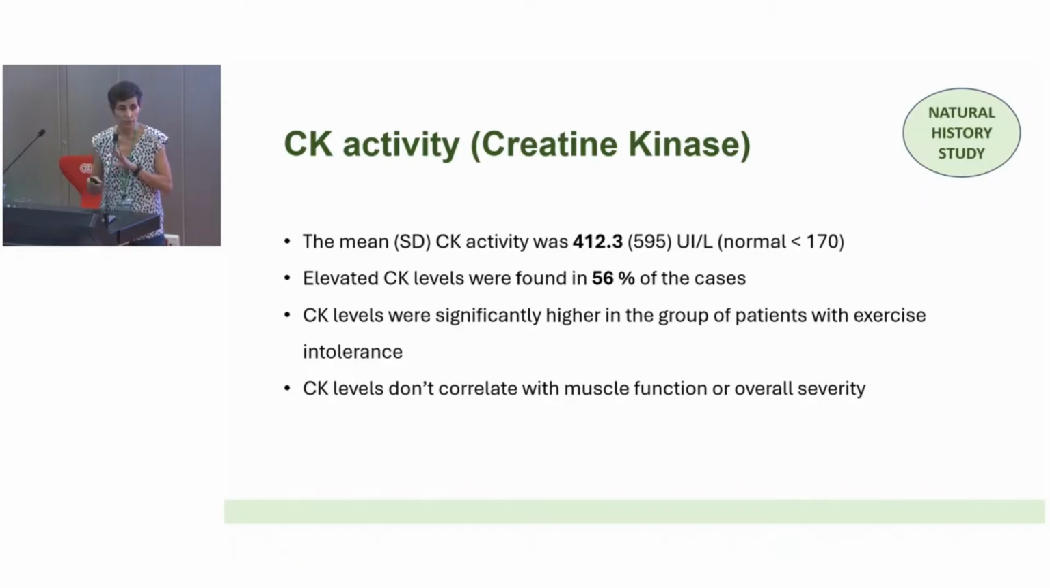I'm going to focus just on biomarkers. First, CK activity. You know that it is the marker of muscle damage that is used most commonly, although unspecific. And it's known that in patients with mitochondrial myopathies, it is generally low. It's not very high in comparison with other muscle problems.